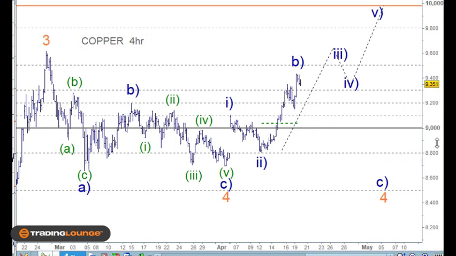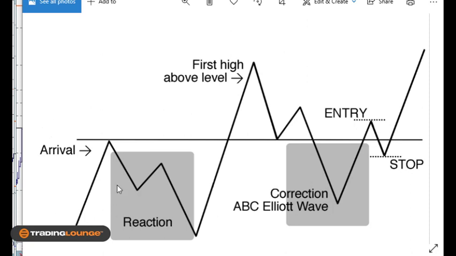So we've got the medium level here, number 9, and then we've got minor group 1 of 1, 2 and 3, 100, 200 and 300. So this is a classic trading levels pattern occurring here. We've got the arrival, the reaction, and the first high above the level. So we'd be looking for a move back down. The arrival, the reaction, the first high above the level, and now we're looking for this move here.